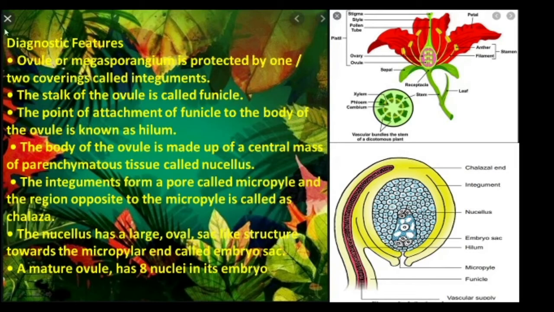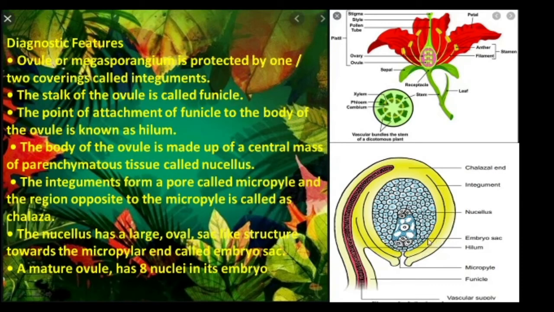Diagnostic features: the ovule or megasporangium is protected by 1 or 2 coverings called integuments. This is an ovule, this is the structure of an ovule. It is protected by 1 or 2 outer coverings. This ovule has 2 outer coverings.